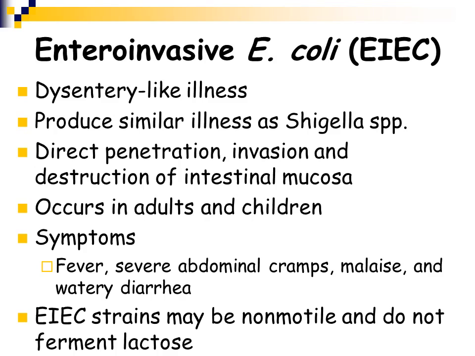Enteroinvasive E. coli is a dysentery-like illness. It is similar to Shigella. Shigella is an organism we are going to talk about very soon, and Shigella causes dysentery. Enteroinvasive E. coli directly penetrates and invades the intestinal mucosal cells and destroys them. This occurs normally in adults and in children, and symptoms include fever, abdominal cramping, again being weak, tired, and watery diarrhea.